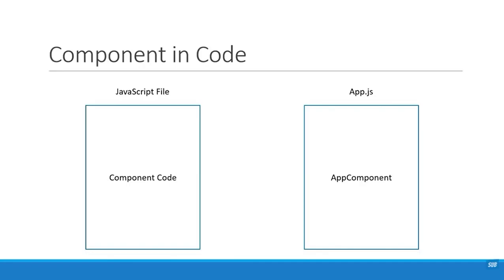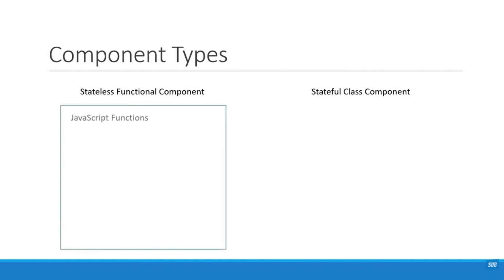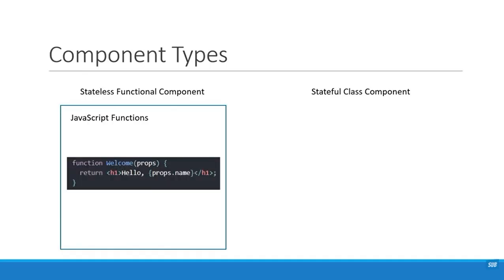That depends on the type of the component. In React, we have 2 component types, a stateless functional component and a stateful class component. Functional components are literally JavaScript functions. They return HTML, which describes the UI. For example, a function called welcome which returns an h1 tag that says, "Hello Vishwas." Now, I know the HTML doesn't say that, but for simplicity, just assume we are returning regular HTML.